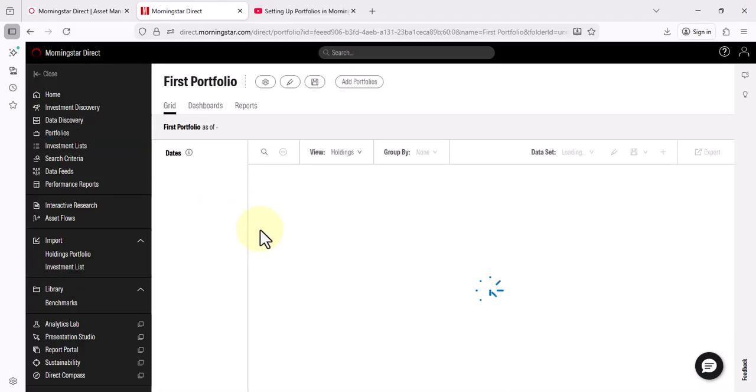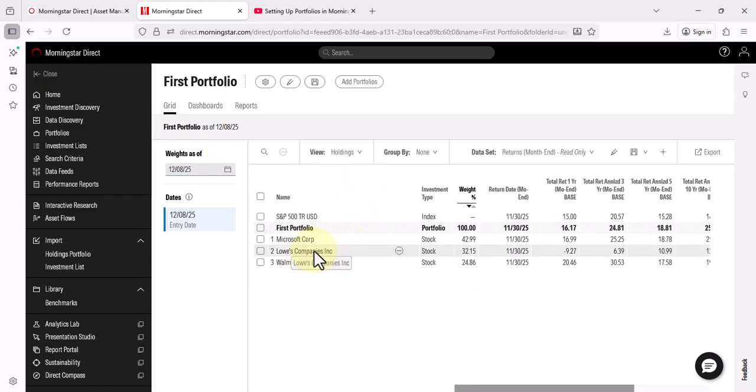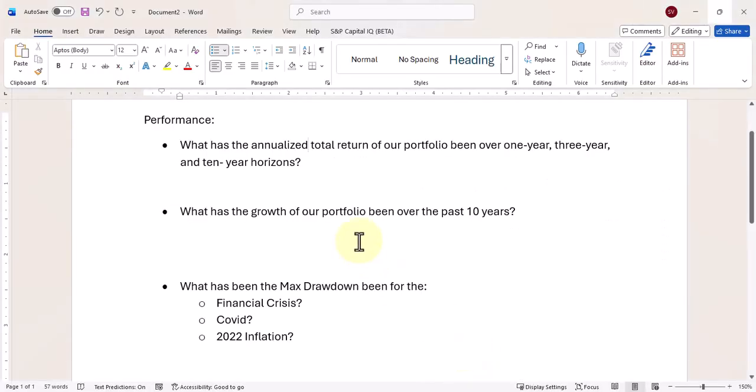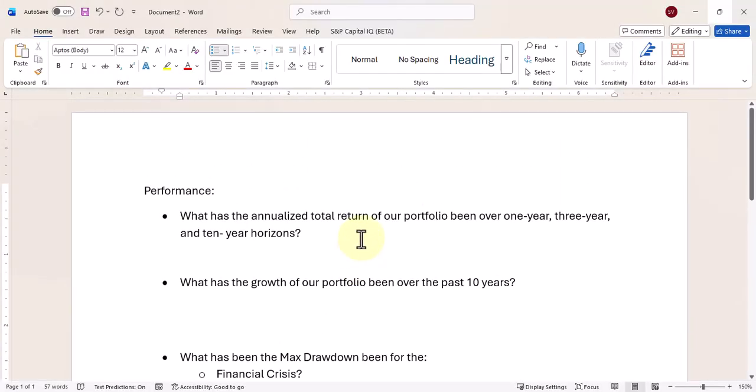I'm going to open up that portfolio, and there are some questions I want to answer about this portfolio that I've made. So our portfolio consisted of three different stocks: Microsoft, Lowe's, and then Walmart. And our benchmark that we're using is the S&P 500 total return in US dollars. And I've got some questions that I want to answer, and I've created just a little document here that shows them. So the first question I want to answer is, what has the annualized total return of our portfolio been over the 1 year, 3 year, and 10-year horizons?